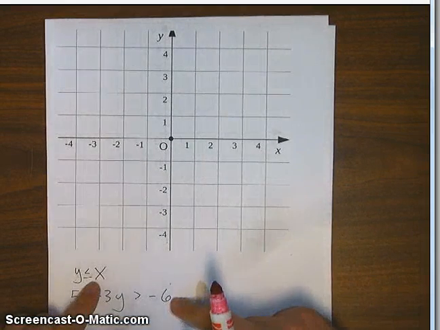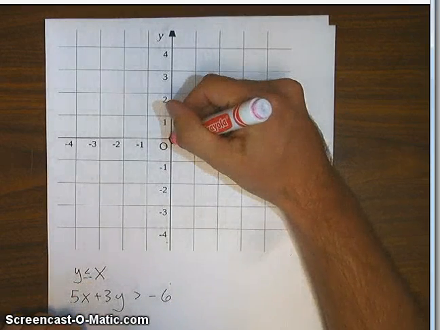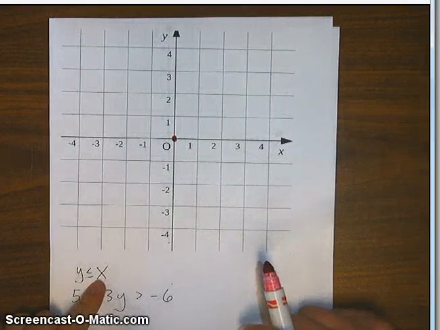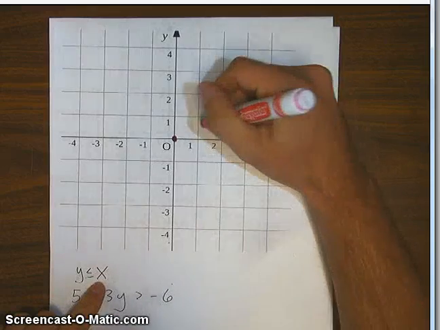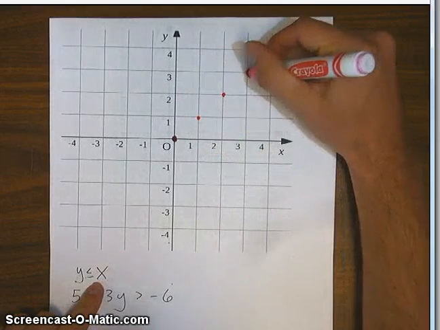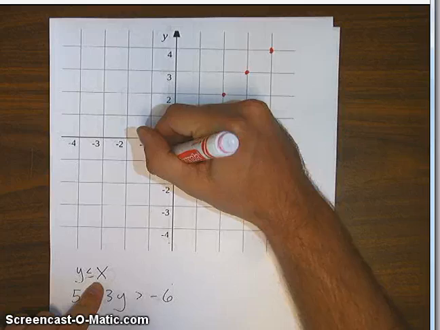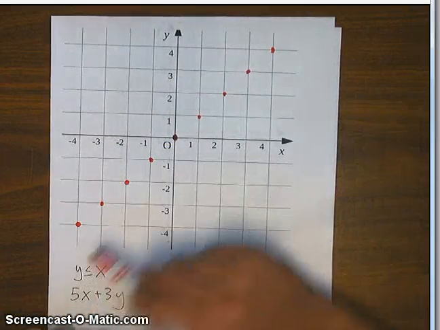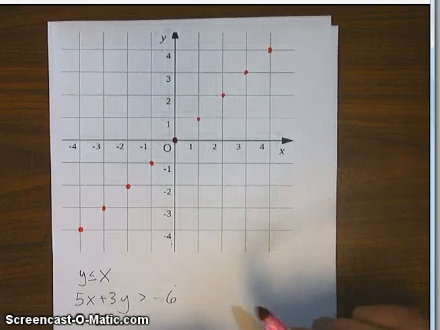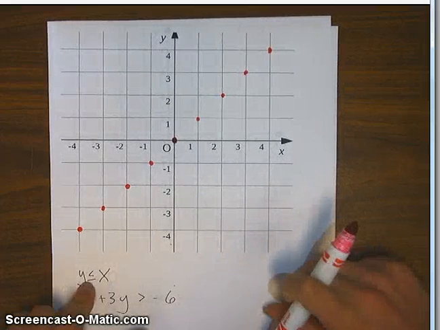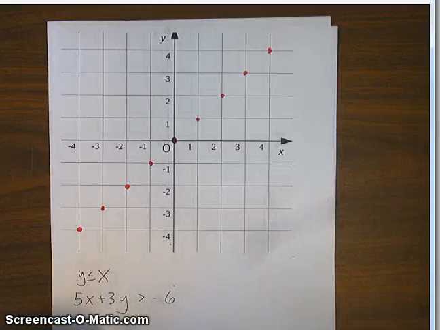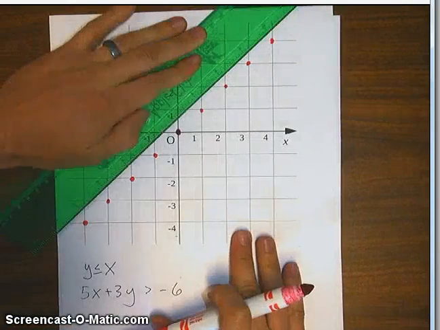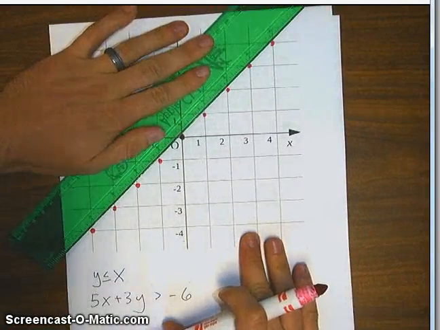And I know that the line y equals x starts at the origin, and the slope in front of that x is 1. So that thing's going to go up 1 over 1, up 1 over 1, and down 1, left 1. So it gives me that nice 45-degree line. And it says y is less than or equal to, which means this is a solid line. So I'm going to use a straight edge to make this nice solid line here.